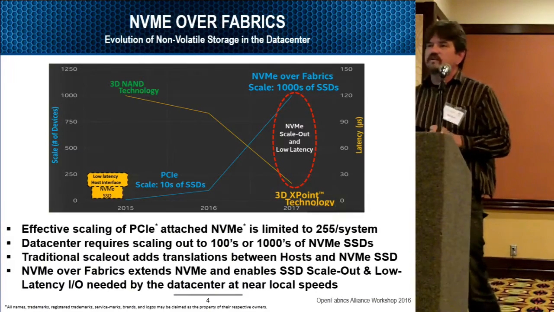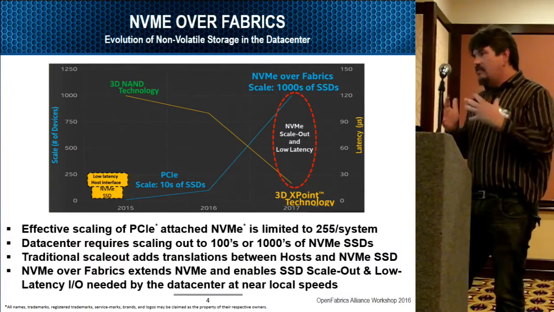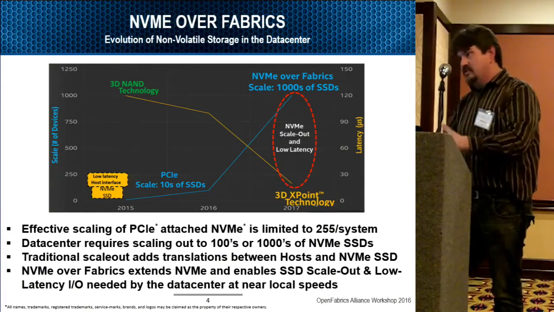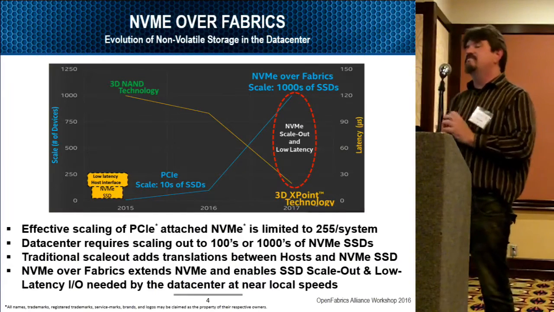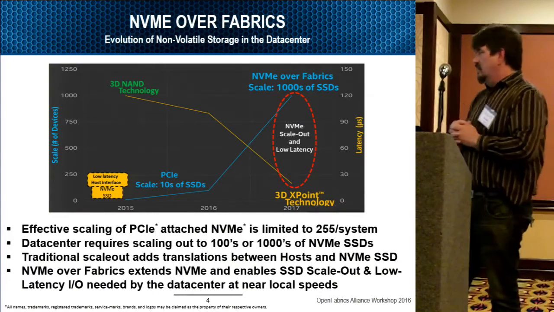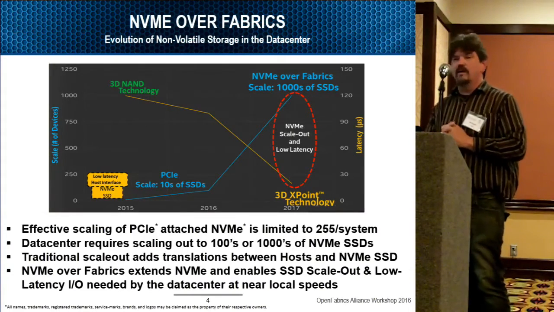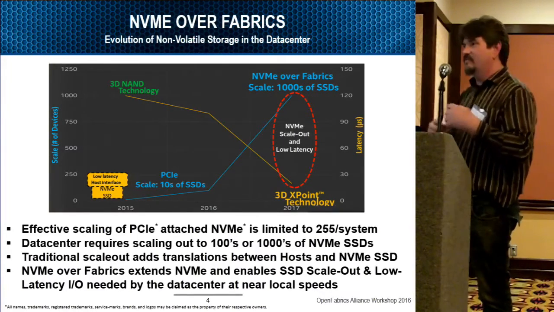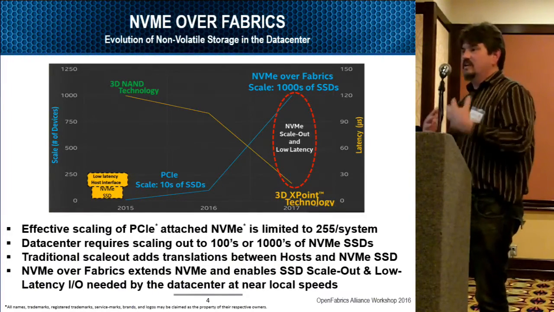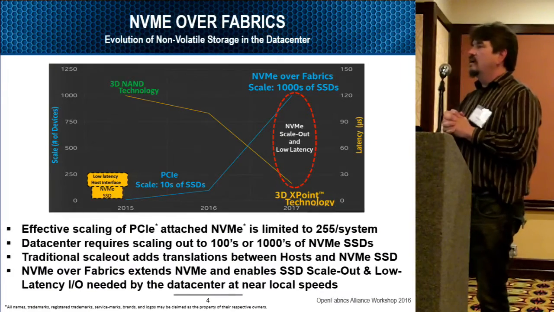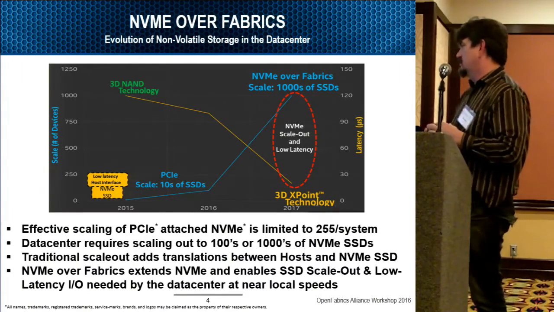Traditionally, this has been solved with SCSI transport, iSCSI, iSER, what have you. However, they do add translations and protocol on top, which really limits the benefits of NVMe. In addition, new non-volatile memory technologies are coming out, which are incredibly faster than NVMe, and adding translations on top of those, iSER, what have you, really limits the effectiveness of these new technologies.